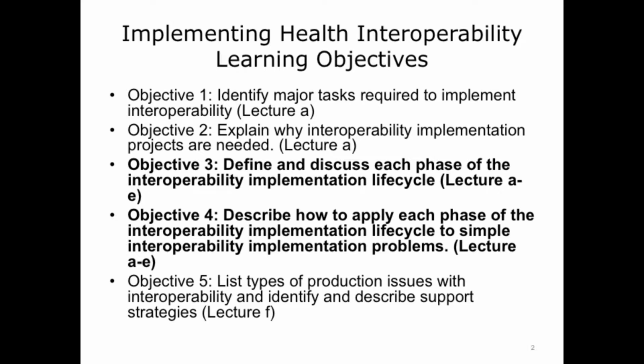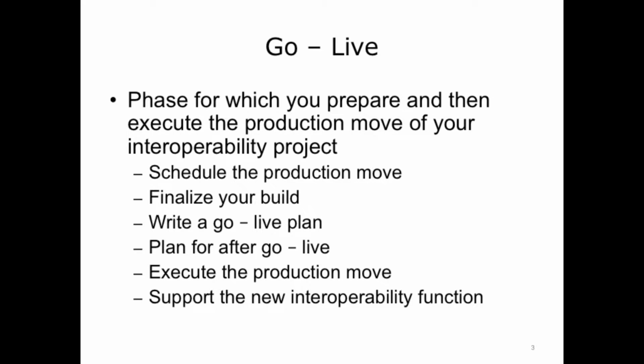In this lecture, you will be able to identify and describe the "go live" phase of interoperability implementation. The "go live" phase is when the system is ready to move over into production following the successful completion of all of the other tasks. It is the phase for which you prepare and then execute the production move of your interoperability project. It consists of scheduling the move, finalizing the build to be moved, writing a go-live plan, planning for after go-live, executing the production move, and initiating support for the new interoperability implementation.